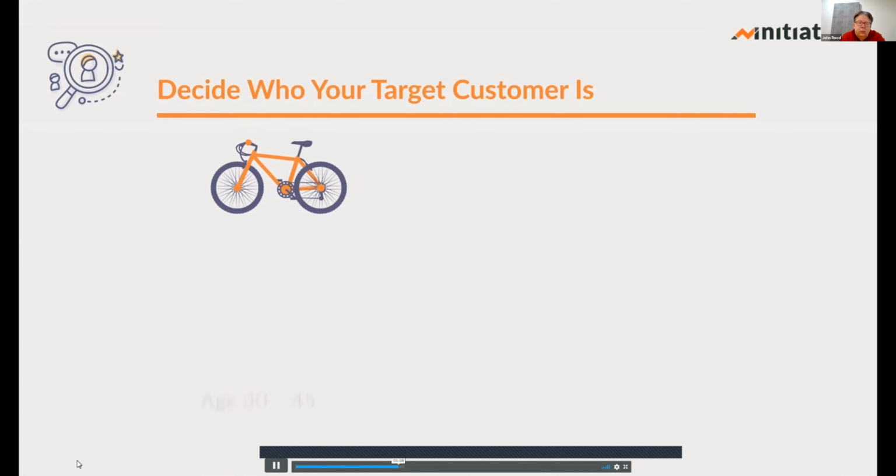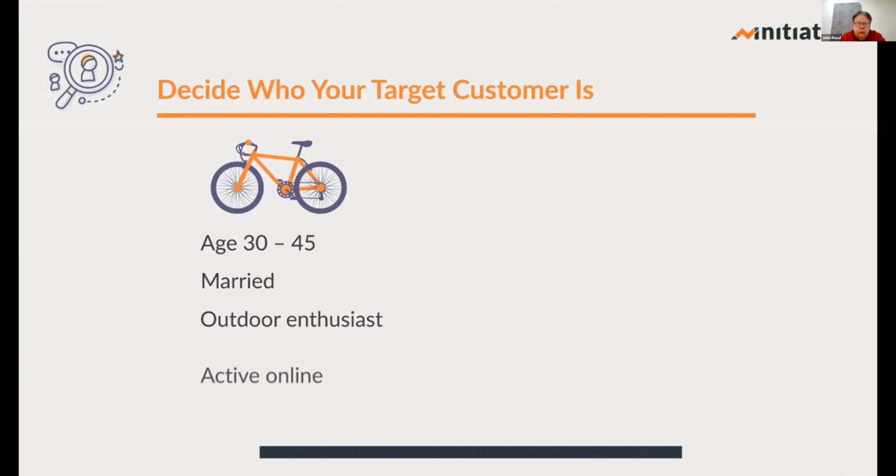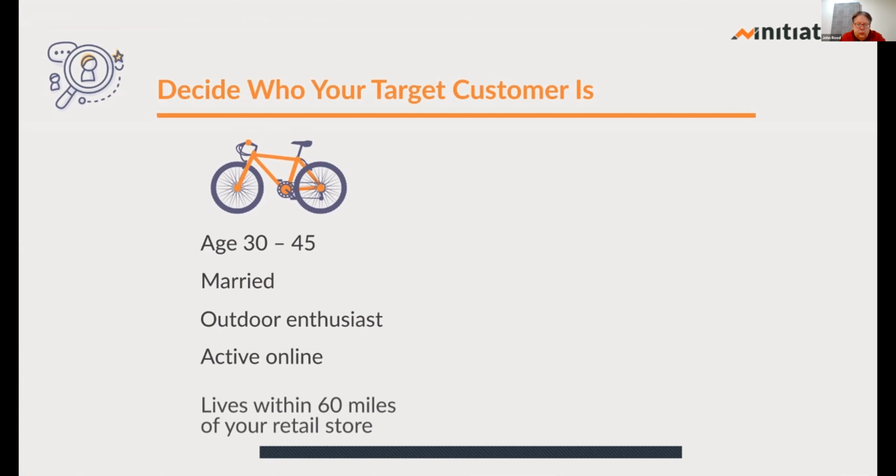Are you a retailer selling high-end cycling gear direct to consumers? Well, if so, your ideal customer might be between the ages of 30 and 45, married, an outdoor enthusiast, active online, and lives within 60 miles of your retail store.